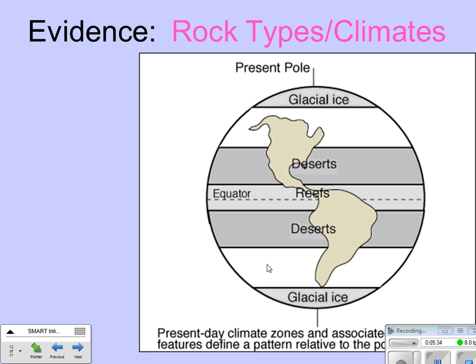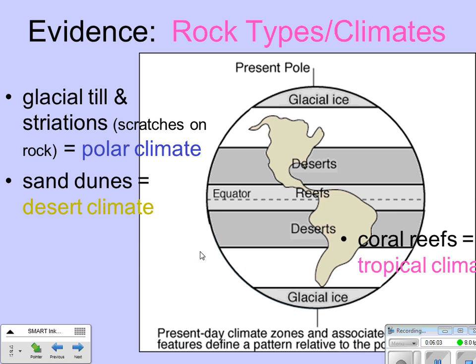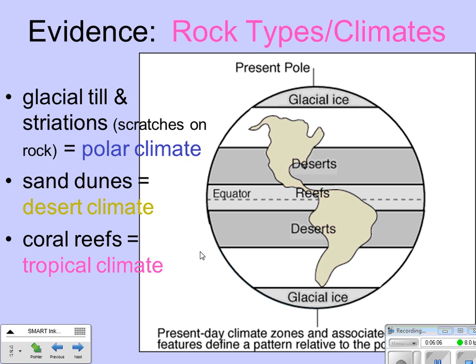And then here, it just shows you where we've got different things going on right now. It's cold up here in the poles, and then you work your way into deserts, and then you have these reefs right here along the equator. So the present day climate zones define a pattern relative to the poles. Glacial till and striations are scratches on the rock, which shows you there's a polar climate there. Sand dunes, that's your desert climate. And coral reefs are the tropical climate.